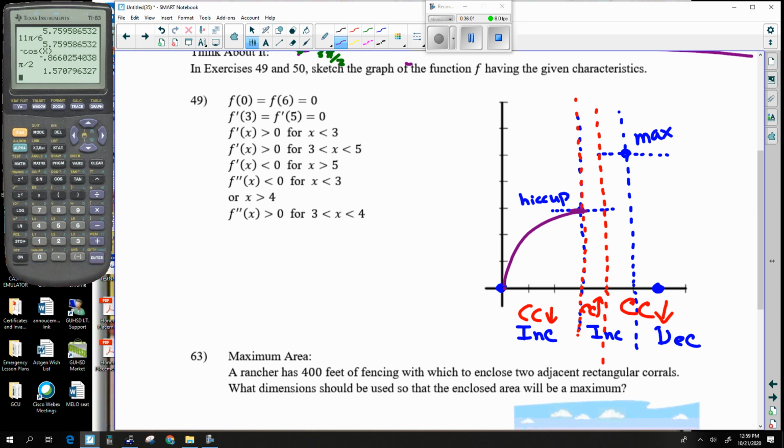So what I think is going to happen is it's going to switch concavity like that. So it's concave down, and then we have to hit this 0, so it's going to have to take a sharp turn down through there. Something like that.